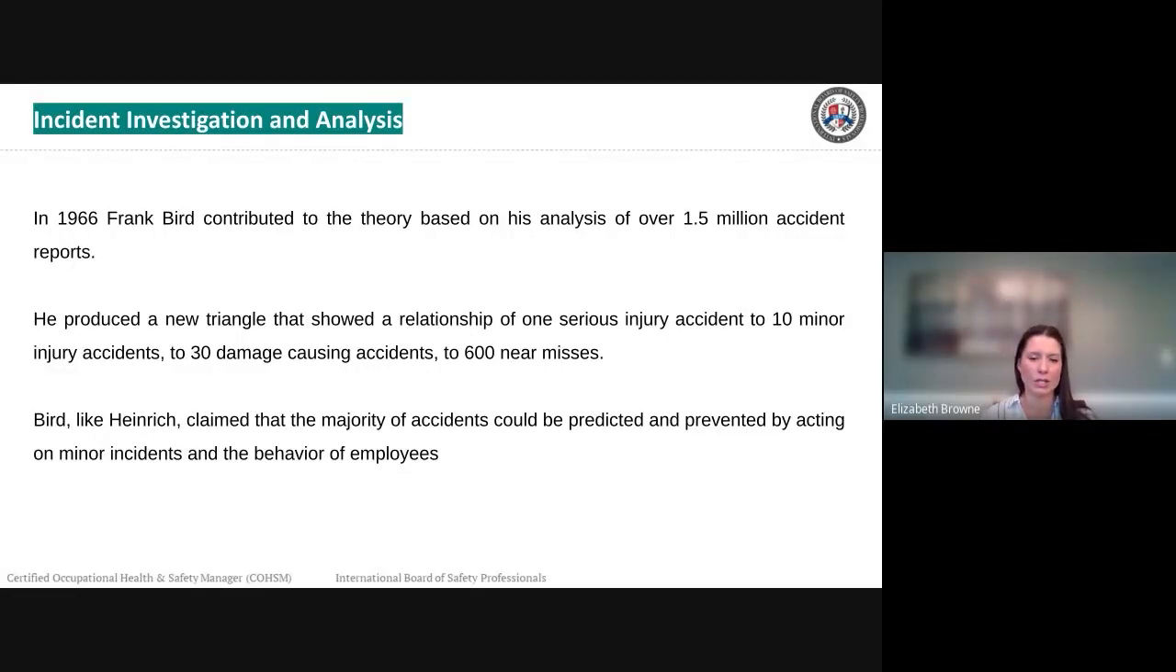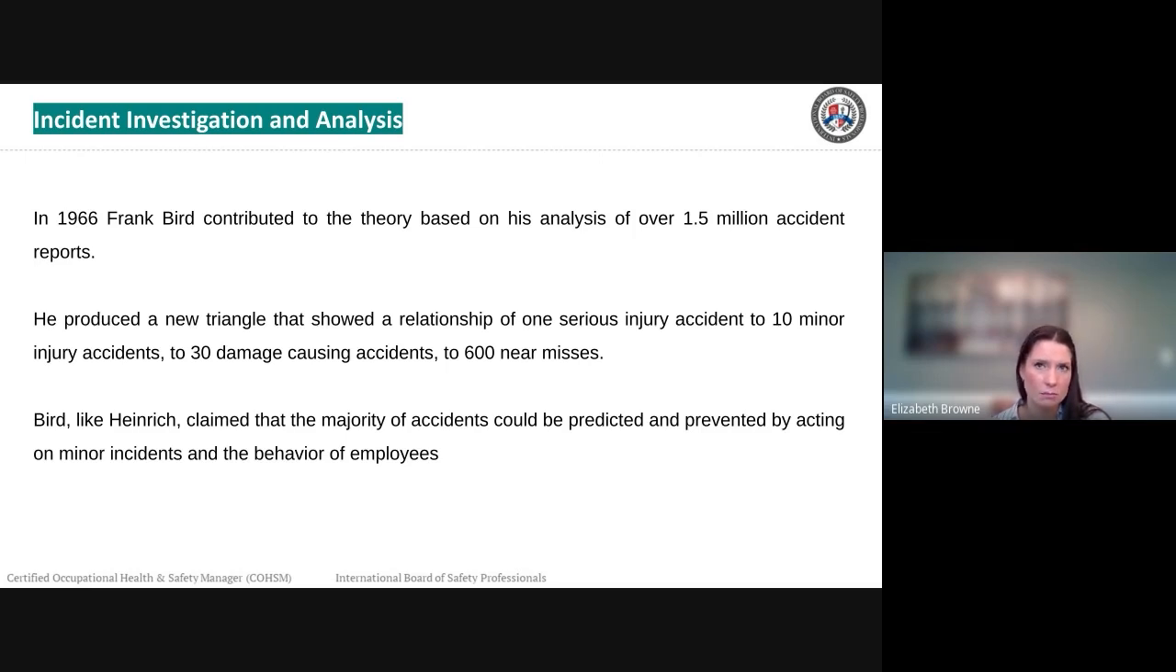Incident investigation and analysis. In 1966, Frank Bird contributed to the theory based on his analysis of over 1.5 million accident reports. He produced a triangle that shows a relationship: one serious injury or accident to 10 minor injury accidents, and then to 30 damage-causing accidents. And for every one serious injury accident that occurs, there were 600 near misses.